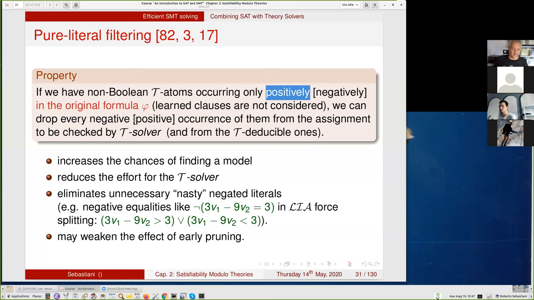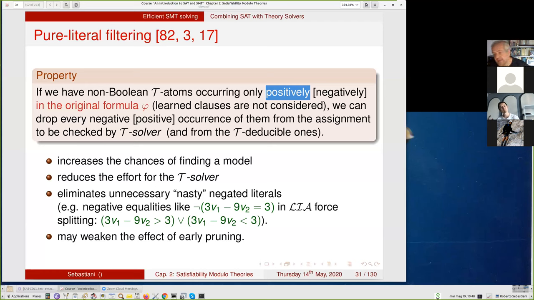Why is this the case? This is perfectly safe, and it has two possible consequences. First of all, you pass fewer literals to the theory solver, so the theory solver has less work to do. The second is that when you are at the end of the branch, you drop literals which may have made the theory assignment inconsistent, and you increase the chances of the assignment being consistent.